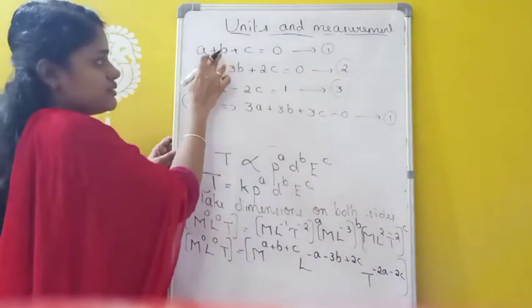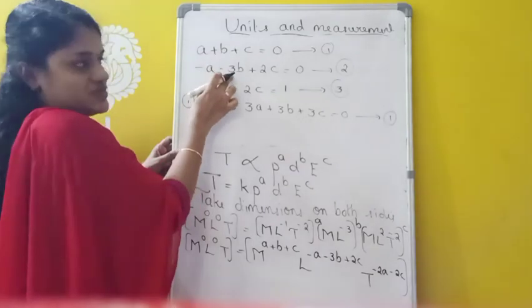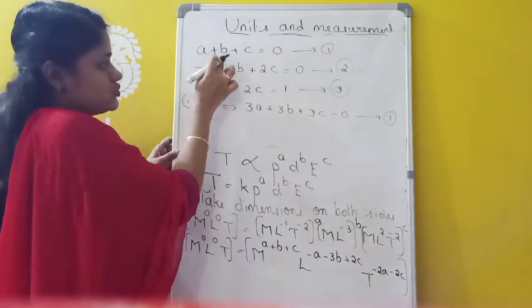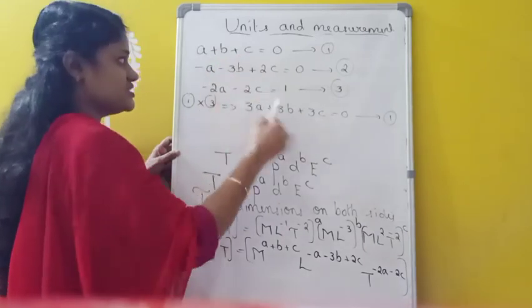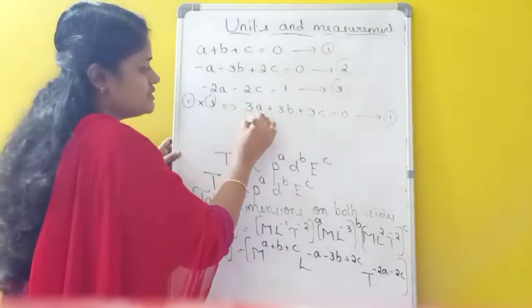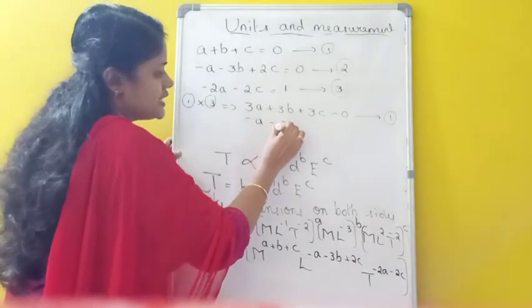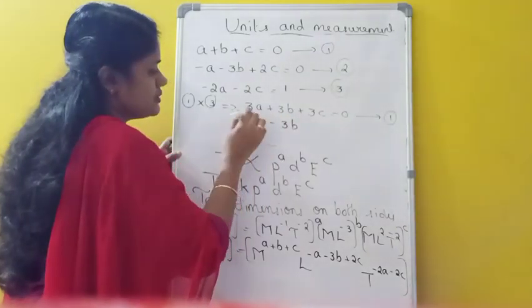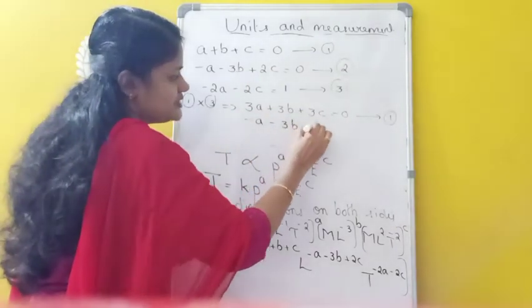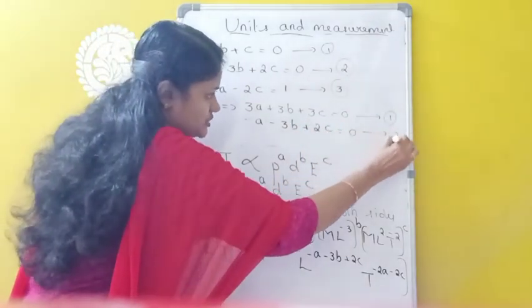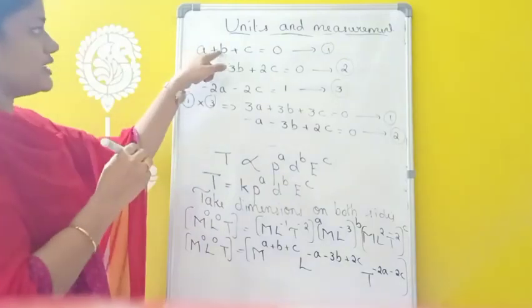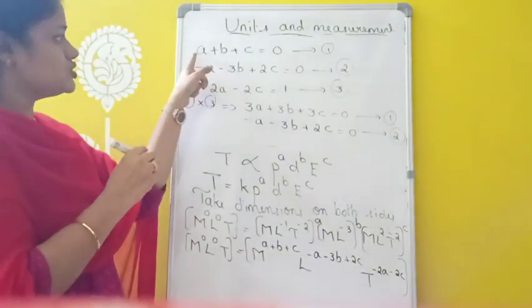Okay. Similarly, I have to multiply the coefficient of b here to this equation. That means here the coefficient is 1, so 1 into 3 is how much? 3 only. So we can write this equation the same: minus a minus 3b plus 2c equals 0. So new equation number 2. Okay. So here I multiplied by the coefficient 3 to the whole equation.